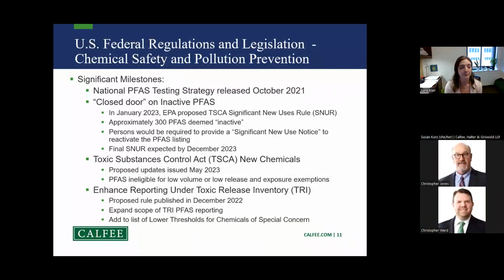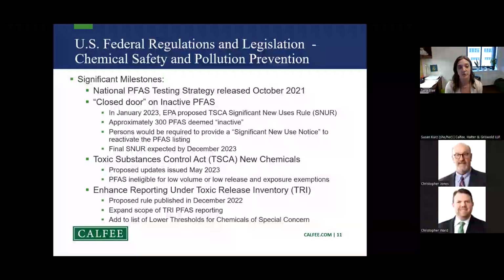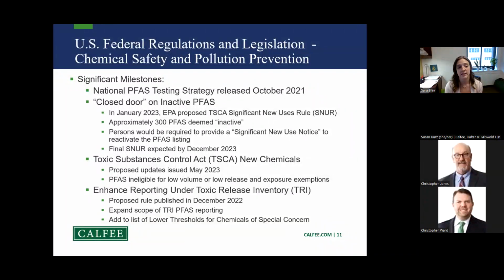An additional item to note is in May of 2023, the EPA issued proposed updates to the new chemical procedural regulations under TSCA. The proposal includes amendments that would make PFAS categorically ineligible for low volume exemptions and low release and exposure exemptions under TSCA, meaning that all new PFAS chemicals would be required to undergo full pre-manufacture notice under TSCA. As of 5 days ago, the public comment period on this new issue has been extended to August 8th, 2023.